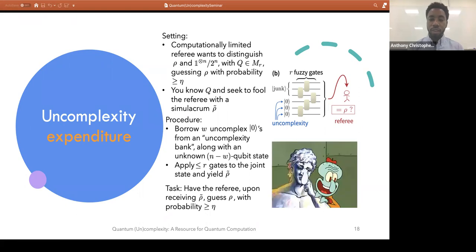Okay, so once again, there is some allowed error in our task. Here, you don't have to exactly produce rho. You just have to have the referee guess that rho tilde is rho with some specified probability.